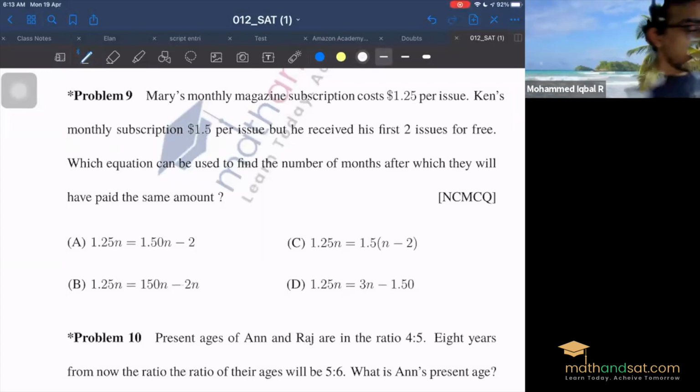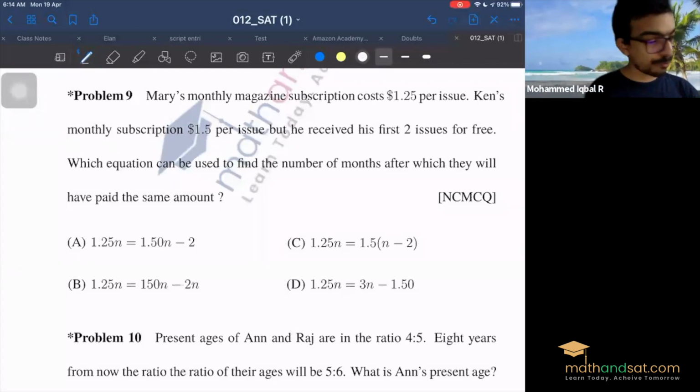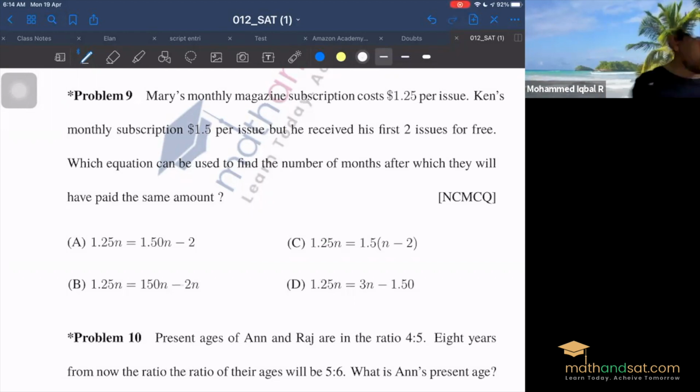So next question. Mary's monthly magazine subscription costs $1.25 per issue. Ken's monthly subscription is $1.5 per issue, but he received his first 2 issues for free. Which equation can be used to find the number of months after which they will have paid the same amount? So we have to find the number of months after which they would have paid the same amount.